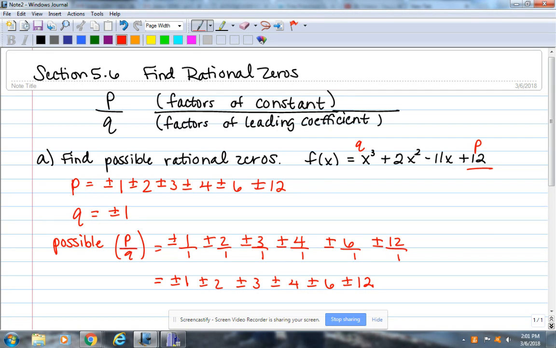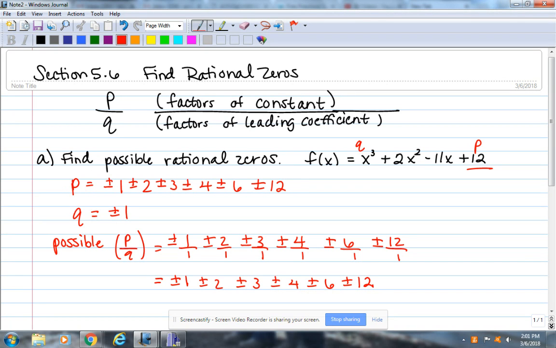So the only solutions to this polynomial equation have to be positive 1 or negative 1, positive 2 or negative 2, positive 3, negative 3, positive 4, negative 4, positive 6, negative 6, or positive 12, negative 12. It can't be any other number. It couldn't be a negative 5, right? It can't be negative 100. It can only be one of these numbers.